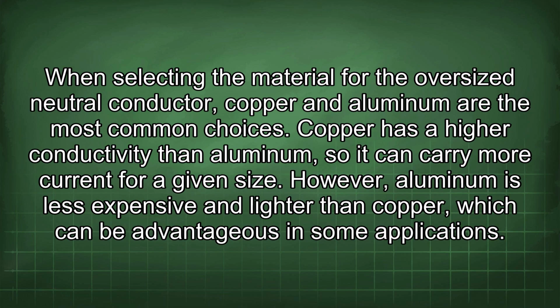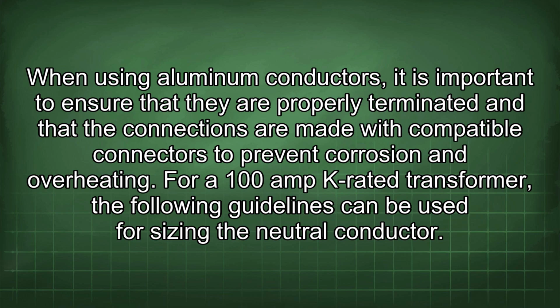When selecting the material for the oversized neutral conductor, copper and aluminum are the most common choices. Copper has a higher conductivity than aluminum, so it can carry more current for a given size. However, aluminum is less expensive and lighter than copper, which can be advantageous in some applications. When using aluminum conductors, it is important to ensure that they are properly terminated and that the connections are made with compatible connectors to prevent corrosion and overheating.